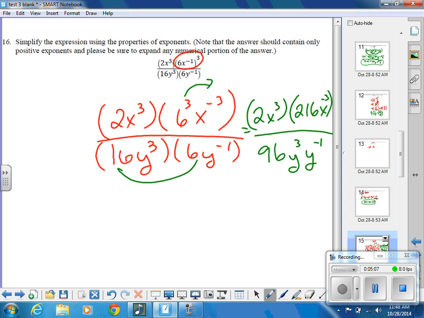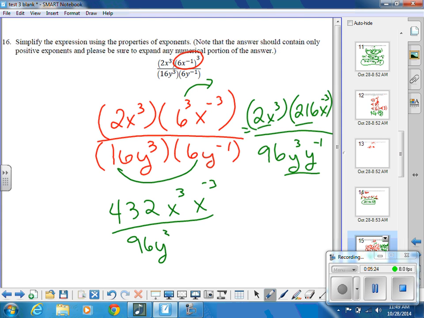right next to each other. I'm not going to do anything with them yet. It's okay to do this at this step. Up here, I'm going to multiply those two. So 2 times 216 gives me 432. And I have x cubed and x to the minus 3. I'm going to write them right next to each other, all over 96, y cubed, y to the negative 1.